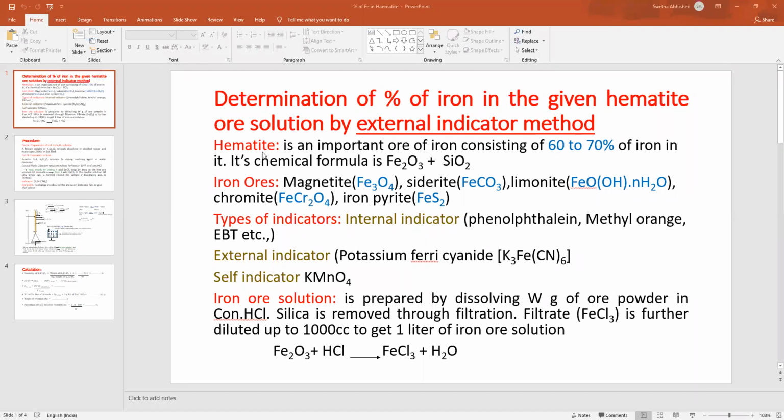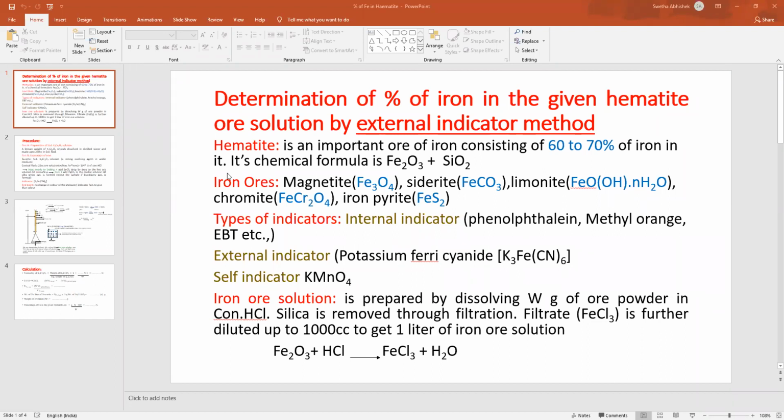But why is hematite called an important ore of iron? Because it consists of nearly 60 to 70 percentage of iron. Therefore it is considered to be an important ore of iron. There are also some other iron ores that are naturally available, such as magnetite, Fe3O4, siderite, ferrous carbonate, limonite, ferric oxyhydroxide, chromite, iron chromate, and iron pyrite, that is ferrous sulfide.